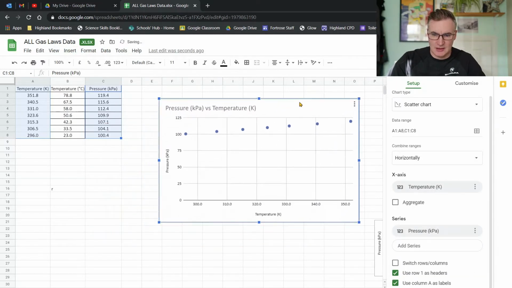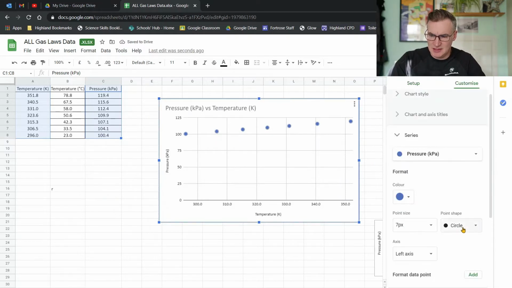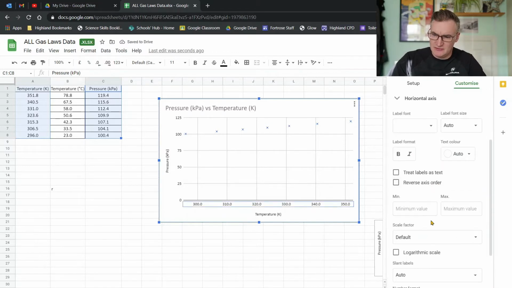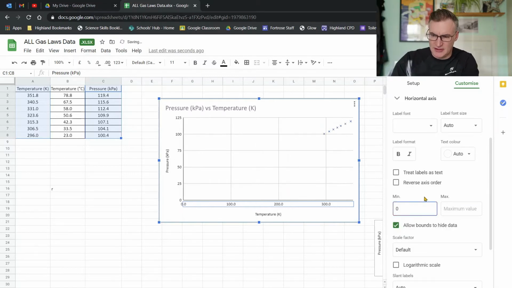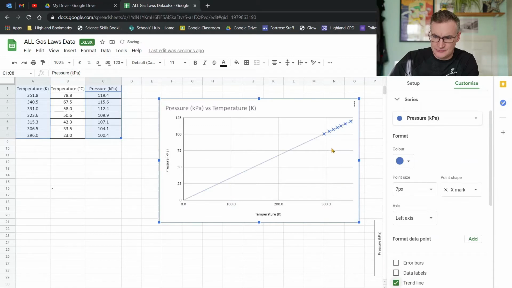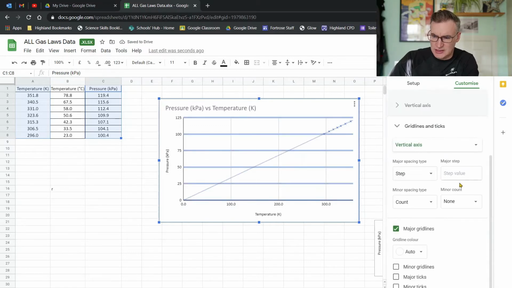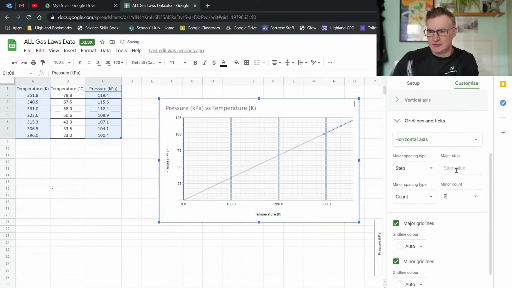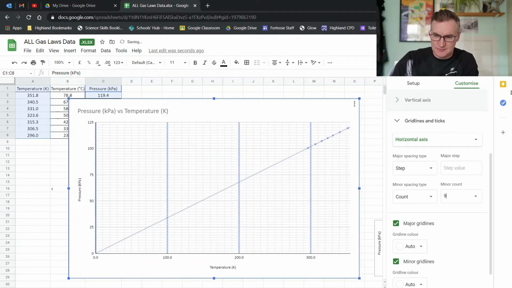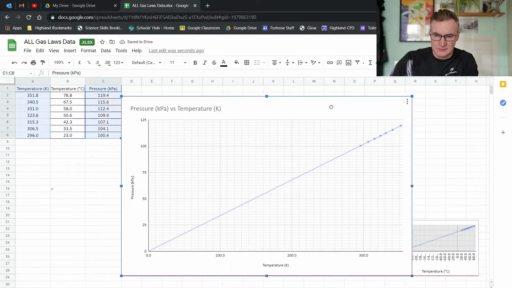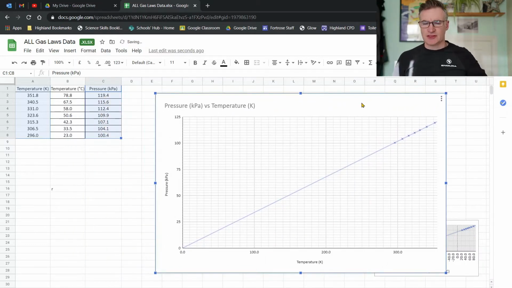Okay, now you're looking, well, wait a minute, what does that look like? It doesn't look anything like you're saying, but remember we've got to change the scaling of it. Set our minimum value to 0 now. We're going to add in a trend line. We're going to get some grid lines done. Look at that. So here we've got something which we can work with.